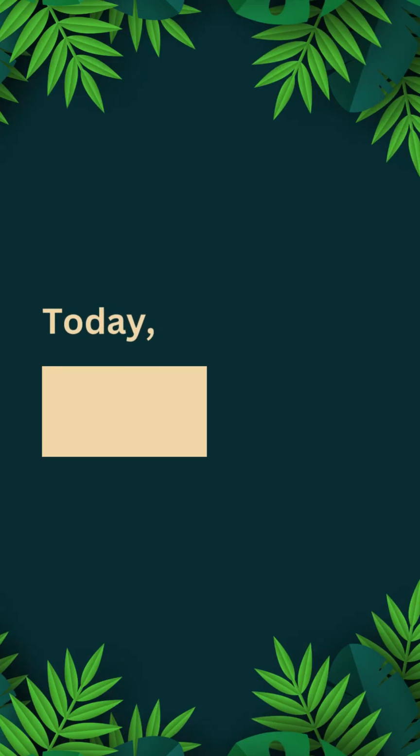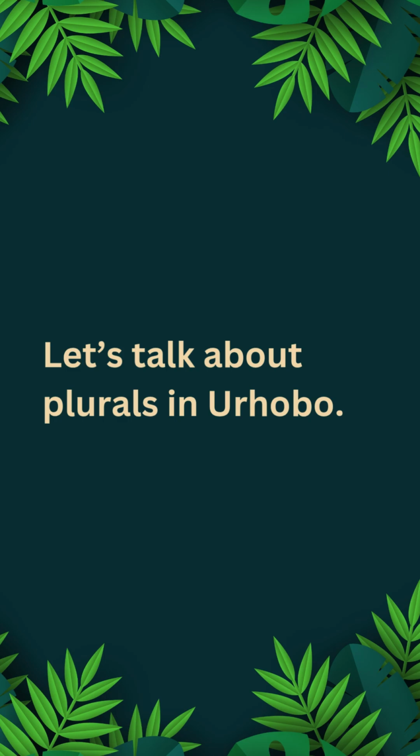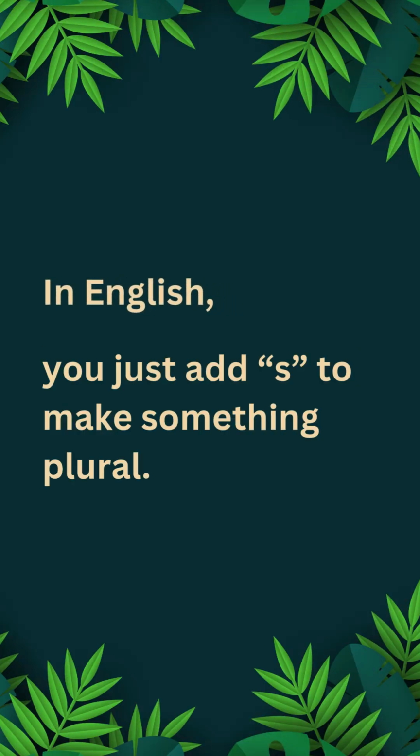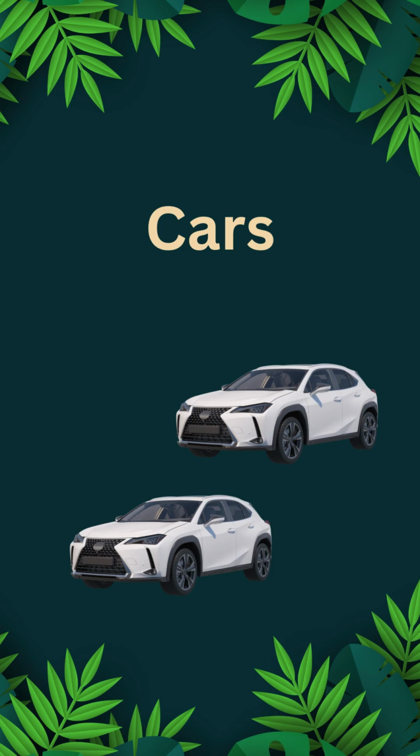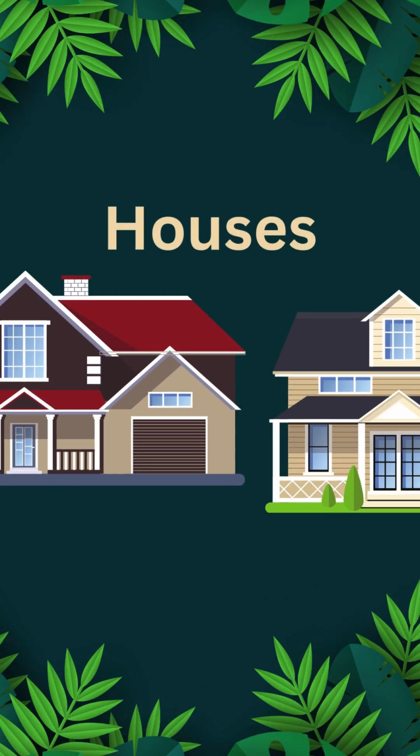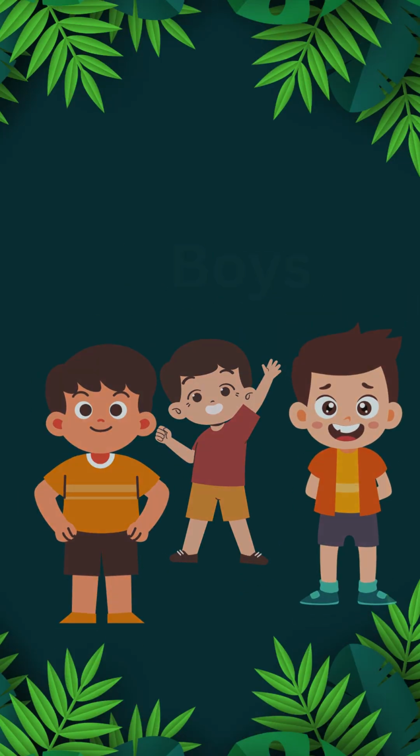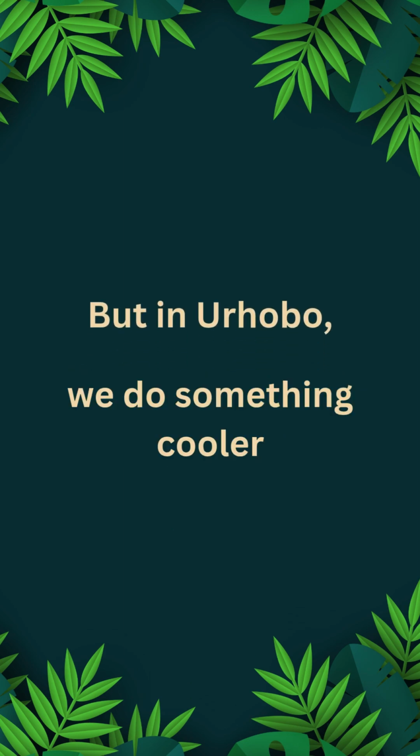Today, we shall look at plurals in Urhobo. Let's talk about plurals in Urhobo. In English, you just add s to make something plural. Car, cars. House, houses. Boy, boys. But in Urhobo, we do something cooler.